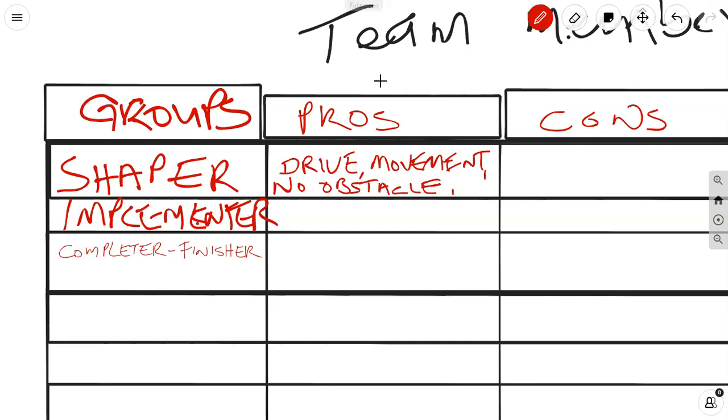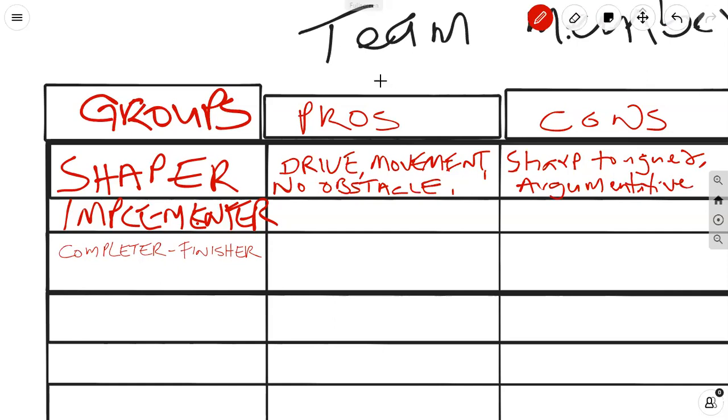What are the cons? They could be sharp tongued, and they could be insensitive to others, you see, and they could be a little bit argumentative. They could be a bit bossy as well, to put it mildly. Let's talk about the implementer. What is the good thing about the implementer?